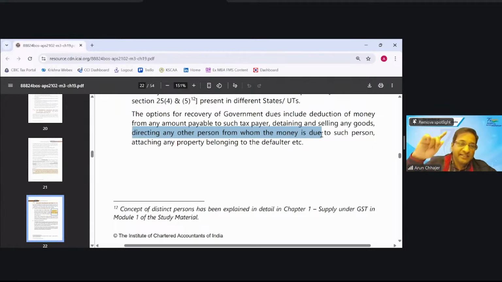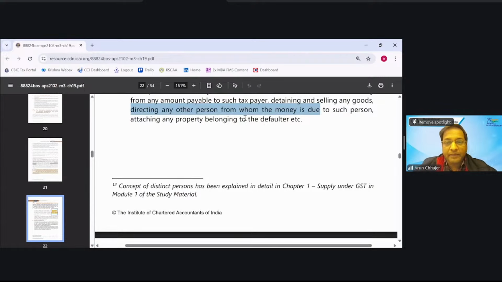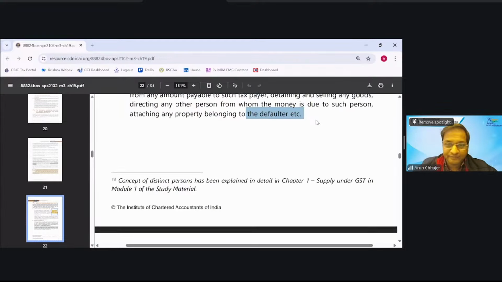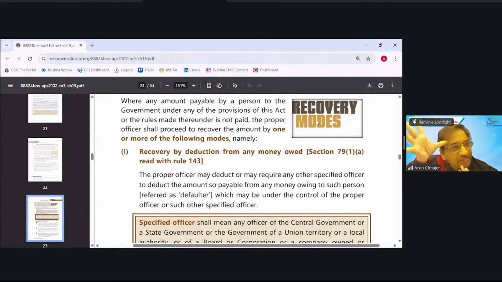Similarly, XYZ is a manufacturing unit and is selling the goods to multiple customers and there are some debtors, and if the officer identifies from the records that there are some debtors, they can send the notice to the debtors also, attaching any property belonging to the defaulter etc. ठीक है. अब मोड ऑफ रिकवरी वन बाय वन पढ़ेंगे, बहुत सारे मोड हैं, विल डिस्कस एंड वन बाय वन विल ट्राई टू अंडरस्टैंड.